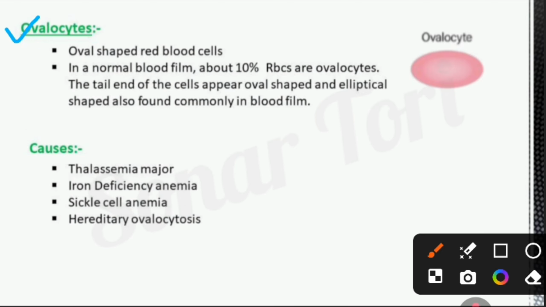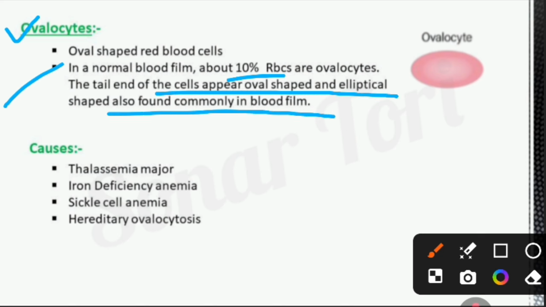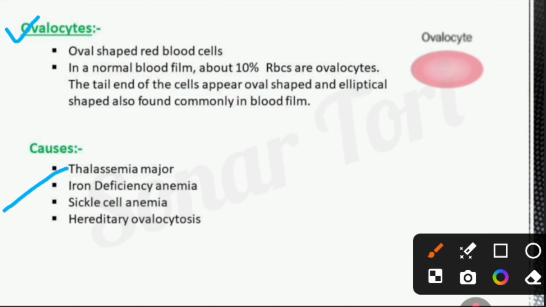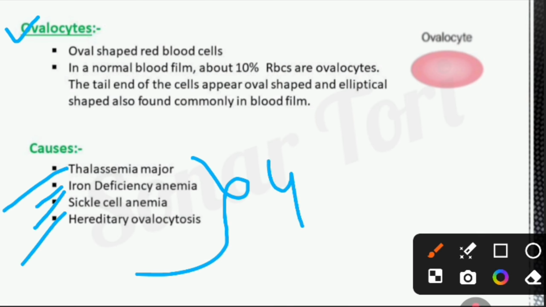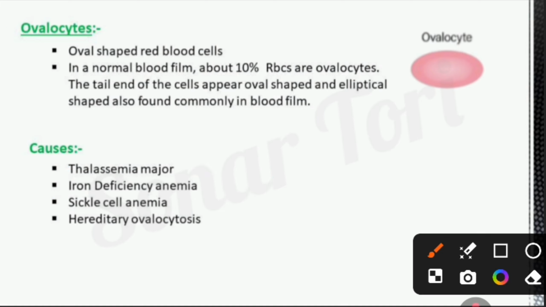The second type of poikilocyte is ovalocytes. The shape of the RBC becomes oval. In a normal blood film, about 10% of the RBCs are ovalocytes. The tail end of the red blood cell appears oval, and elliptical shapes are also commonly found in the red blood cell. Then what are the causes of ovalocytes? There are mainly four causes. Those are thalassemia major, iron deficiency anemia, sickle cell anemia and hereditary ovalocytosis. In all of these problems, the red blood cell shape becomes oval.